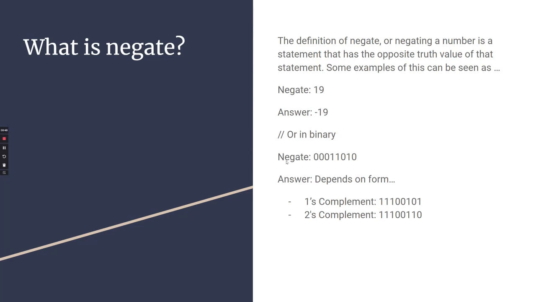or in binary, if you were to negate 0001 1010, the answer depends on its form. In one's complement, you just complement each bit, so it would turn into 1110 0101, and then two's complement is just adding 1 to the one's complement. So your answer would be 1110 0110.